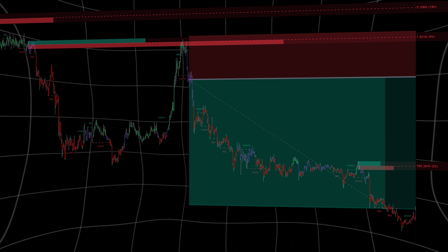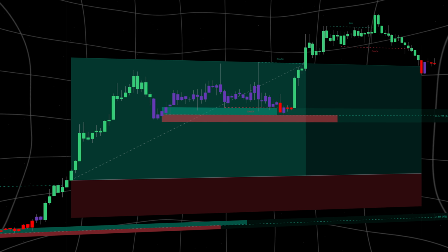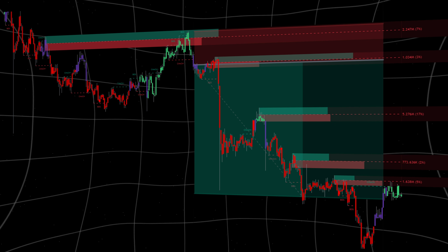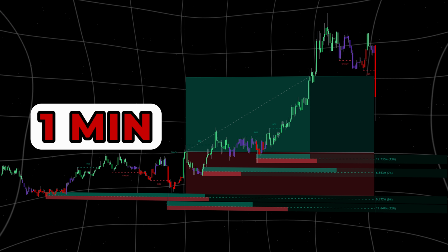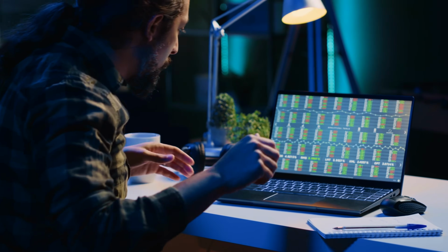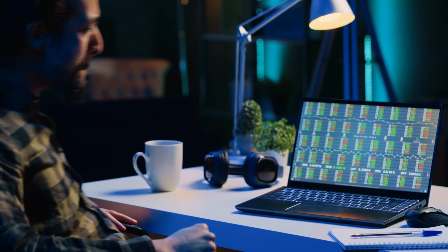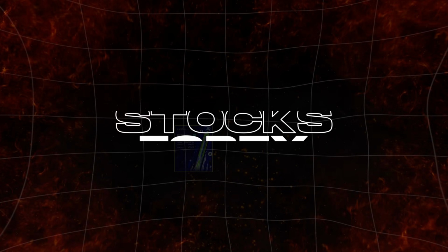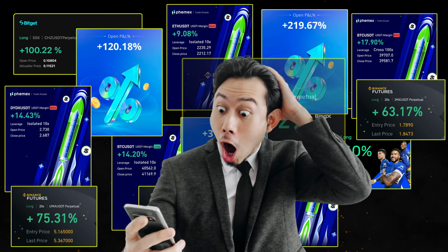In this video, you will discover a game-changing trading strategy that leverages two of TradingView's most precise indicators. This strategy shines on lower time frames like the 1-minute and 5-minute charts, making it ideal for scalpers aiming for quick, consistent profits. Whether you trade cryptocurrencies, major forex pairs, or stocks, this strategy delivers exceptional results.